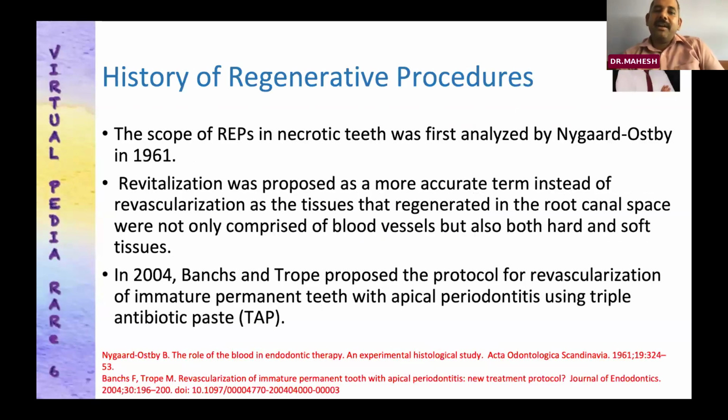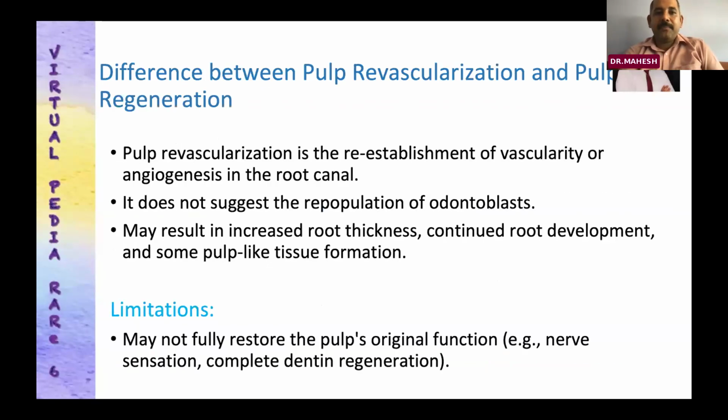The first case of regenerative endodontics was described by Nygaard-Ostby in the year 1961. He proposed the terms regeneration and revitalization, but the concept of using a triple antibiotic paste for regeneration was proposed in the year 2004 by Trope. He developed this protocol for regeneration using a triple antibiotic paste.